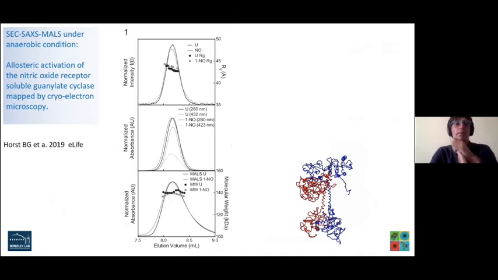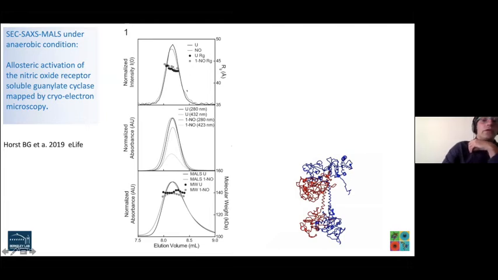And that was very important for a project with one group at UC Berkeley, and Daniel was involved with Horst to work out the system. It required anaerobic conditions, not only for the buffer, but also the sample had to be prepared under anaerobic conditions. And we tried to figure out the solution state of nitric oxide receptors, for which we had cryo-EM information, but they could not see exactly the active state. So the question was, what was the active state?